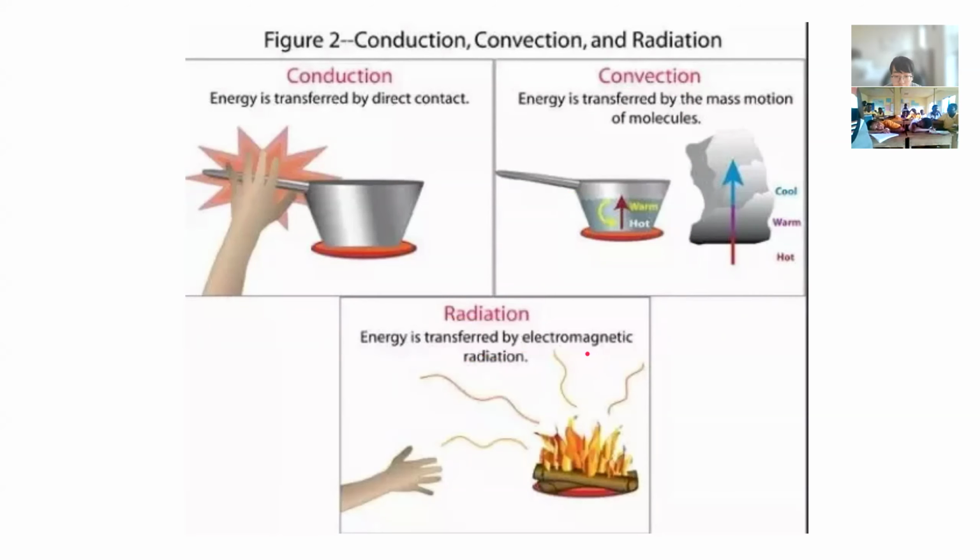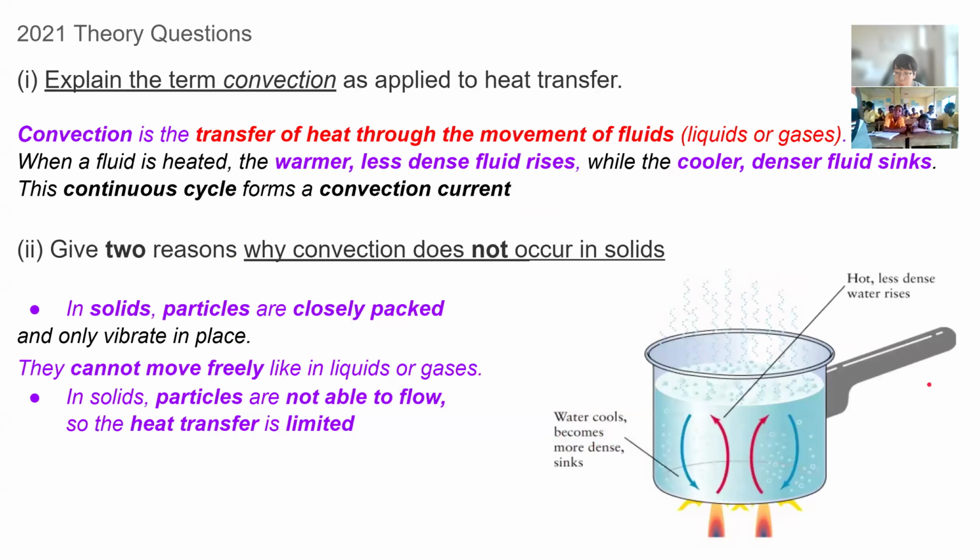Radiation is by electromagnetic radiation. So you can see in this picture, the hand is being heated by this fireplace without directly touching it, or without the use of any convection, without the use of water and air molecules. It's transferred by these waves called electromagnetic radiation. See the difference between all these heat transfer methods. Using this, let's solve some questions.